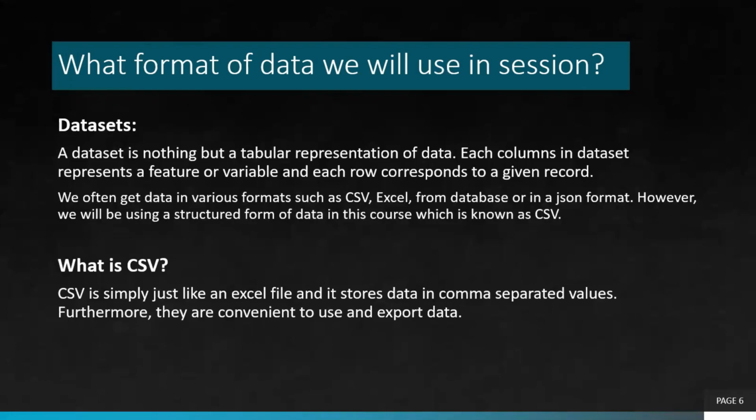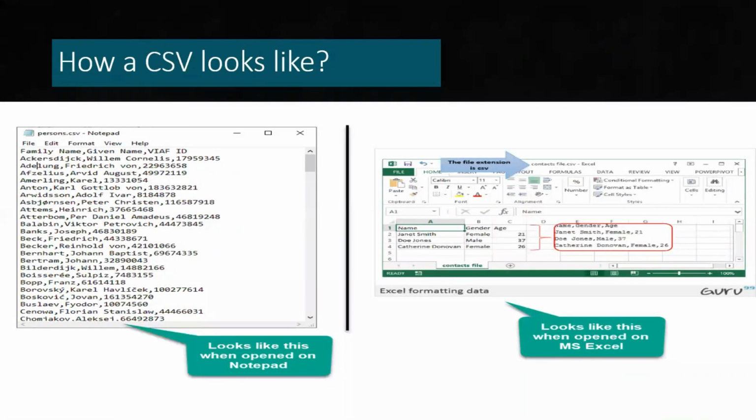So what is CSV? CSV is simply just like an Excel file and it stores data in comma-separated values. Furthermore, it is convenient to use and export data. How does a CSV look? As you can see, if we open a CSV file in Notepad, it looks like this. You can also see some commas here which separate the values.